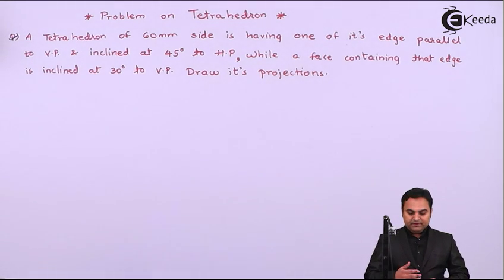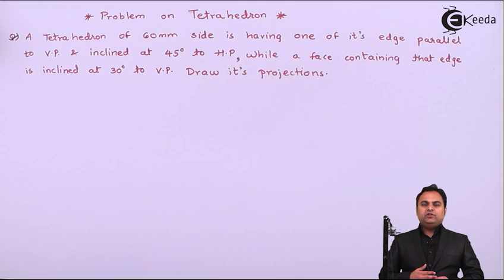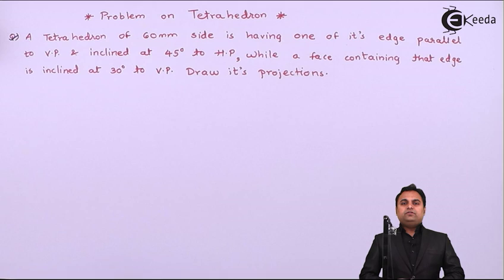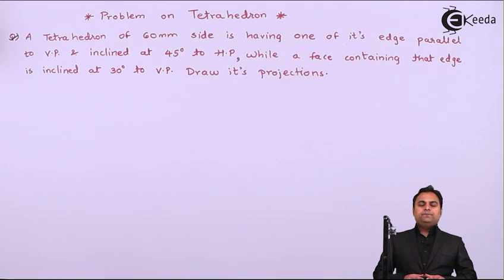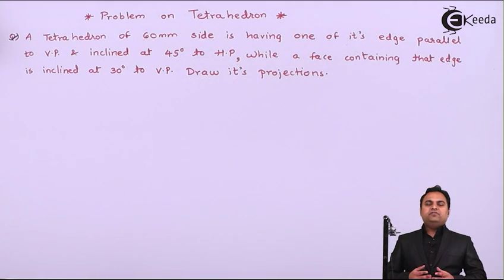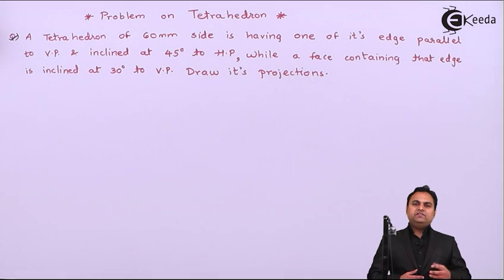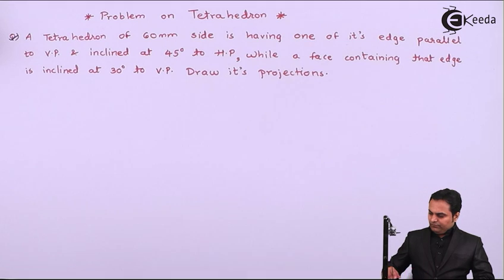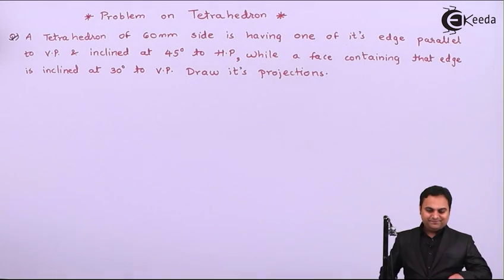First of all, by reading this we have understood that the type of solid is a tetrahedron. Now what is tetrahedron? Tetrahedron is that solid in which all the faces are in the form of equilateral triangle, even the base is in the form of equilateral triangle. So here I'll quickly draw the diagram for that.